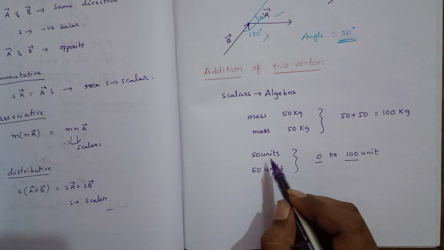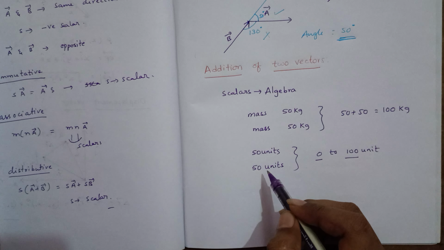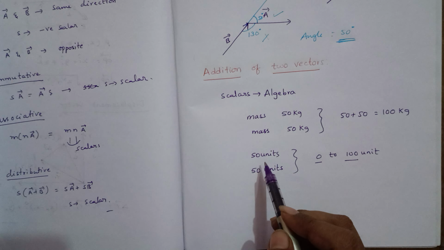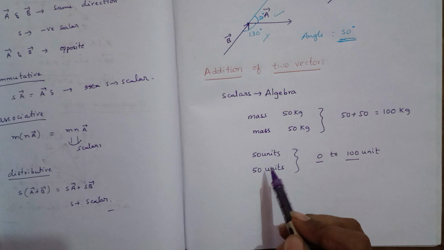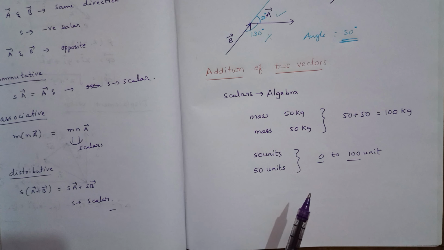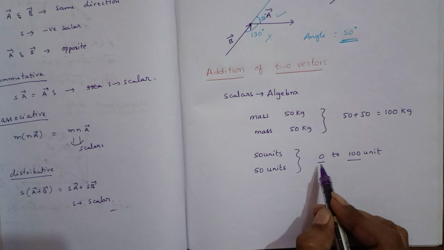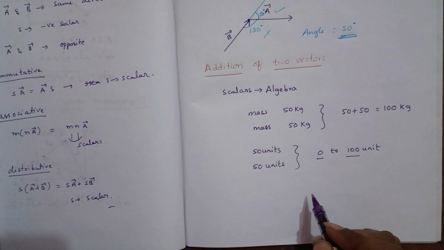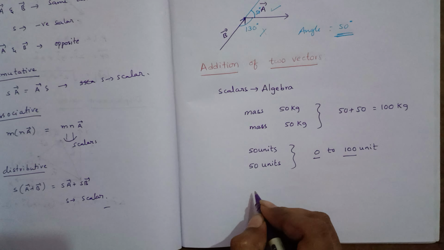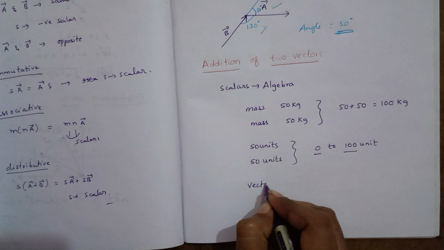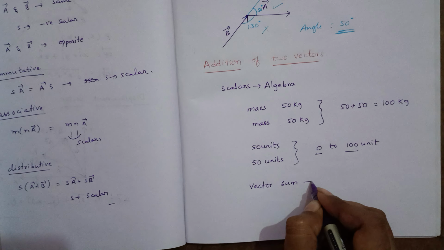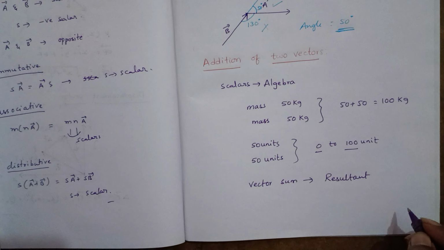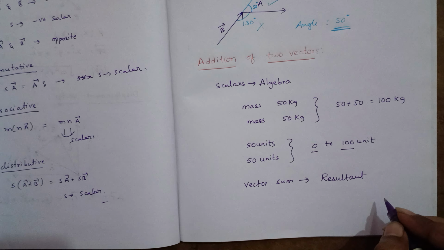In scalar magnitude we didn't consider direction, so simply we can add. But in vectors, even though these two 50s are magnitudes, their direction should be considered. It will be anything between 0 and 100 units. The vector sum is also known as the resultant of two vectors.